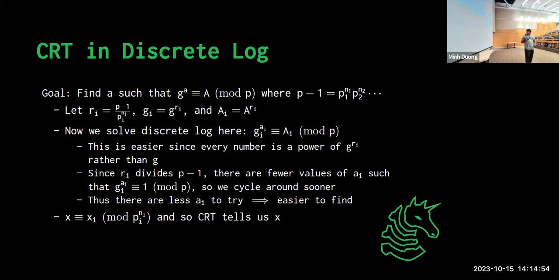So CRT tells us that x has a unique solution. x is congruent to x_i mod p_i to the n_i, via what CRT states, that there is a unique solution to the system of equations. And the system of equations in particular is all of the x_i mod each factor in the prime factorization.